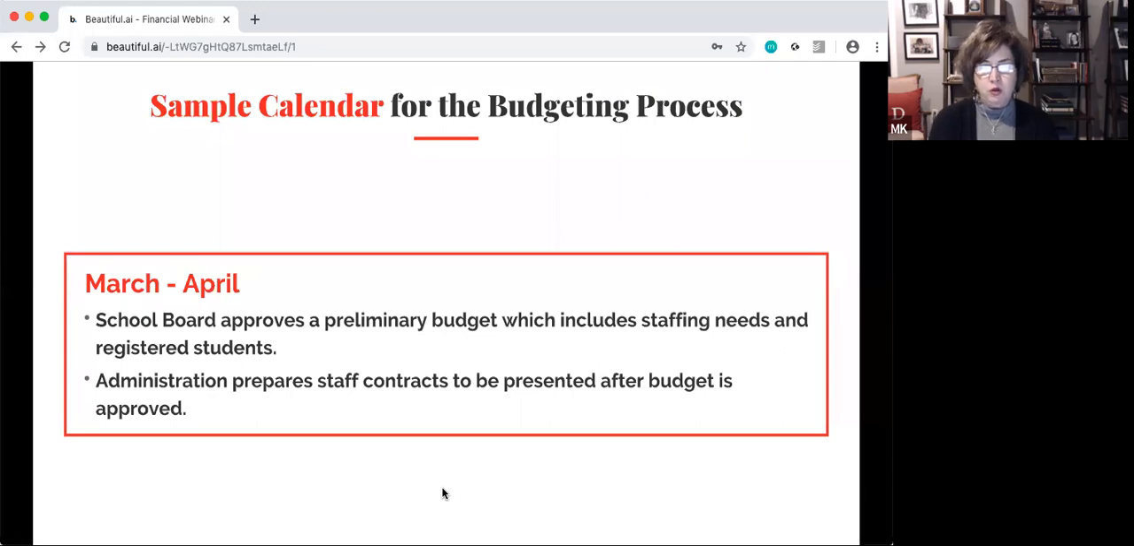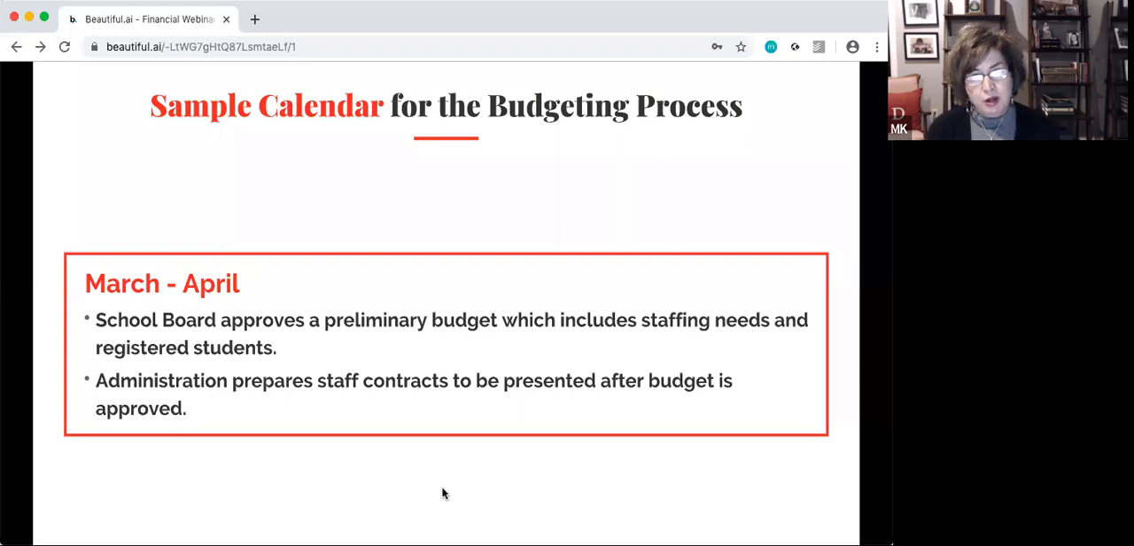So then we finalize a preliminary budget. That usually includes staffing needs and registered students. When I would put that together, I felt pretty confident in the numbers, and I felt pretty confident in what my staffing needed to be, so that I was able to then decide: do I need additional sections? How many sections am I going to do? Do I need additional staffing in those sections? So March and April was kind of when I did that.